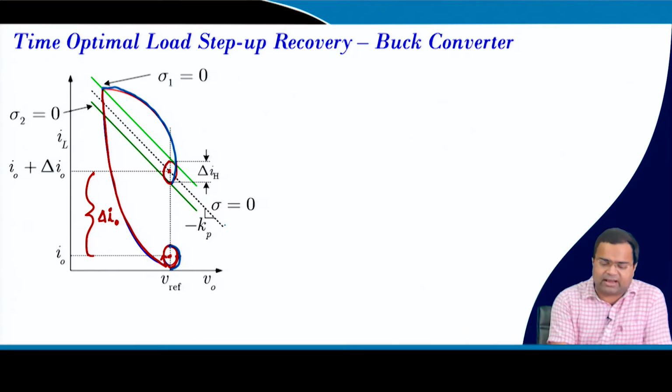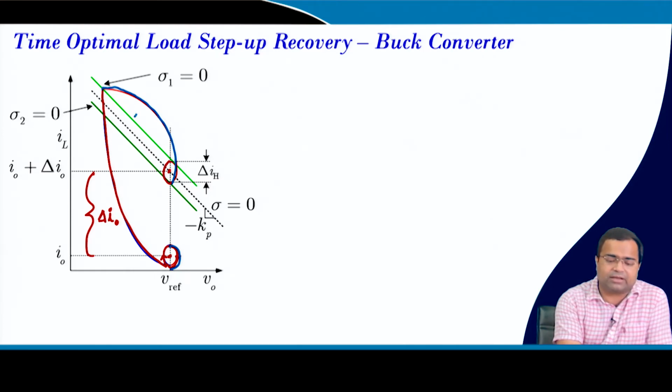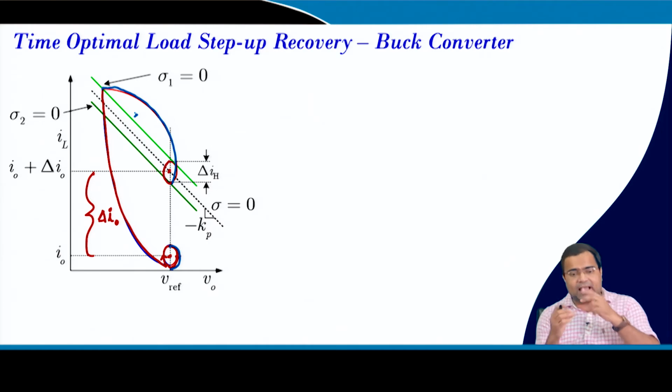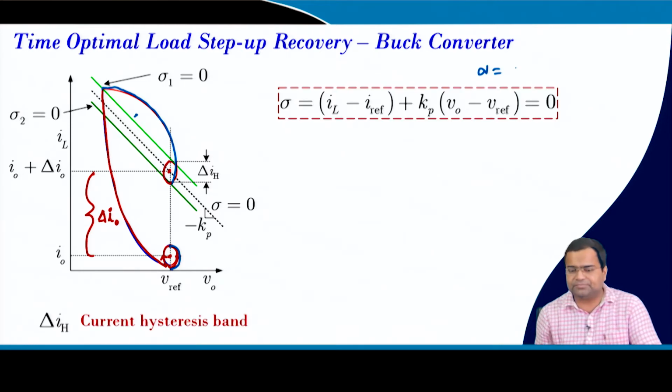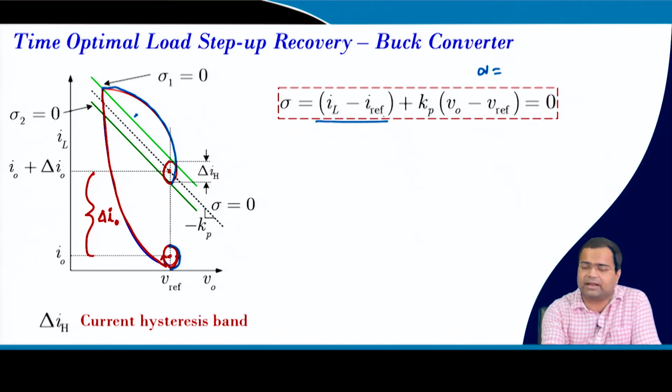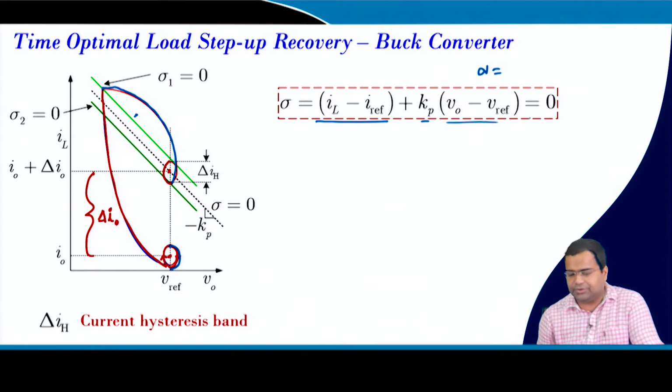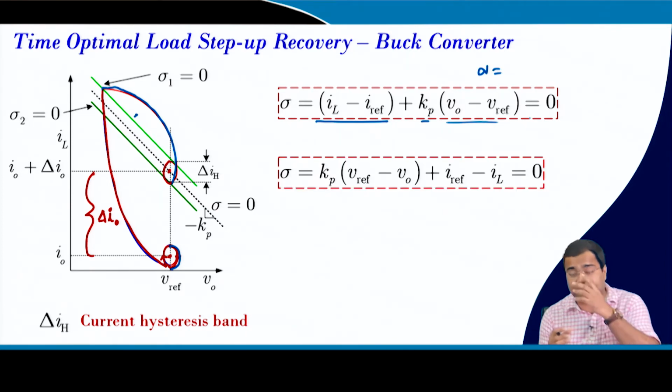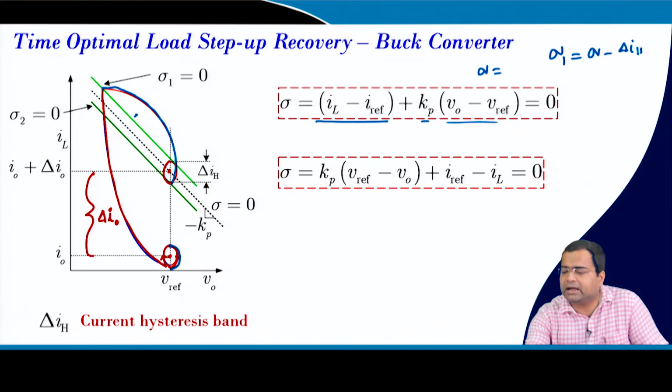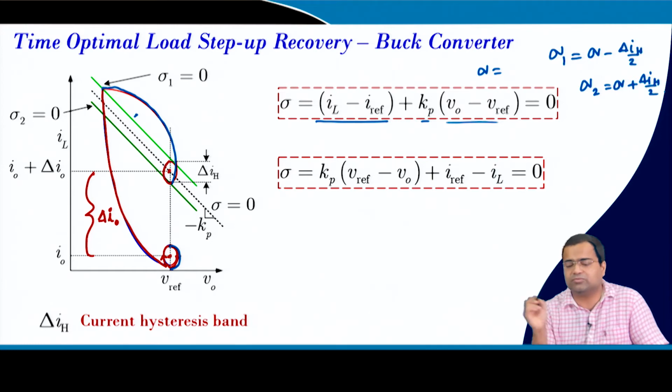So, this is the sigma, and we know sigma 1 and sigma 2 are used to generate the hysteresis band, with only an offset. Otherwise, sigma 1, sigma 2, sigma 3 all have the same slope. Sigma consists of error current gain into error voltage equal to 0, whereas if we want to consider the hysteresis band, sigma 1 will be sigma minus delta IH by 2 and sigma 2 will be sigma plus delta IH by 2.